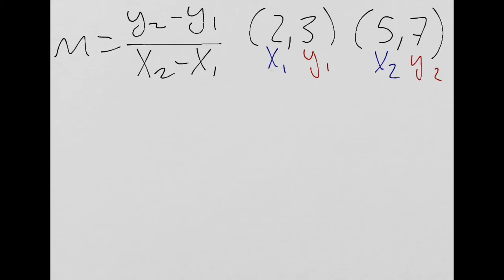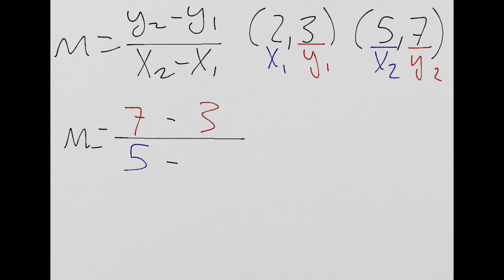Now I'm going to go ahead and plug them into my equation. So m equals y2, which is 7, minus y1, which is 3, over x2, 5, minus x1, which is 2. Now I'm just going to go ahead and simplify. So I have 7 minus 3 gives me 4, and 5 minus 2 gives me 3. So then my final answer is my slope is 4 over 3.